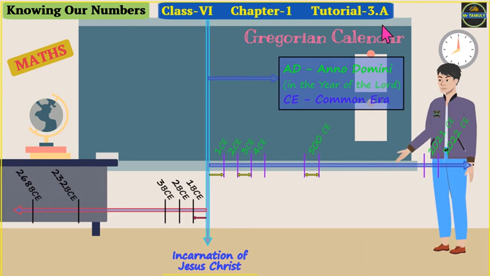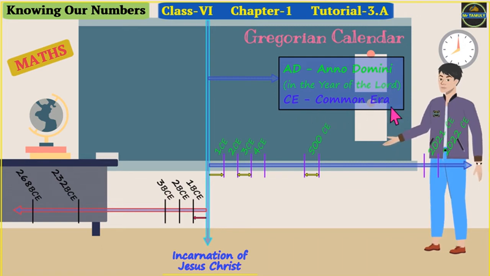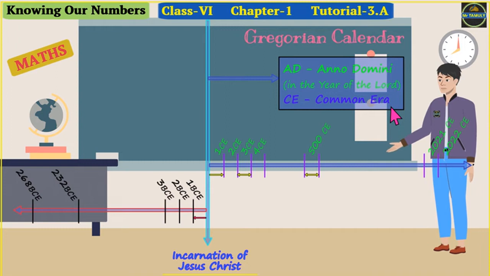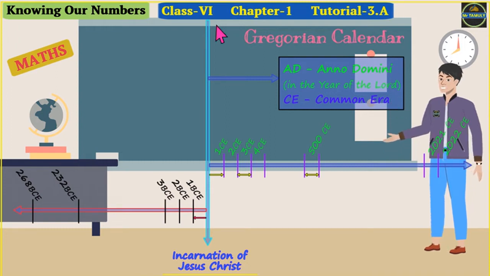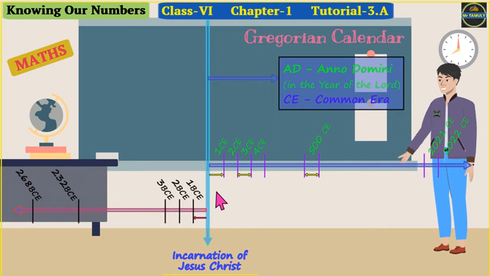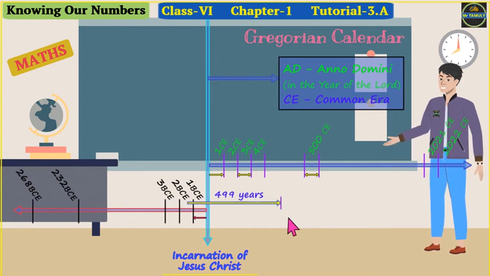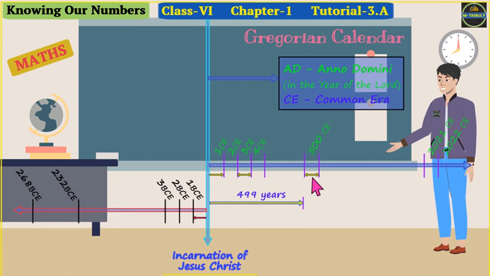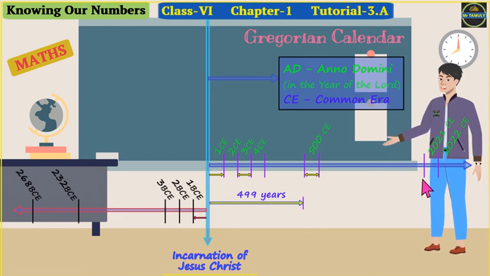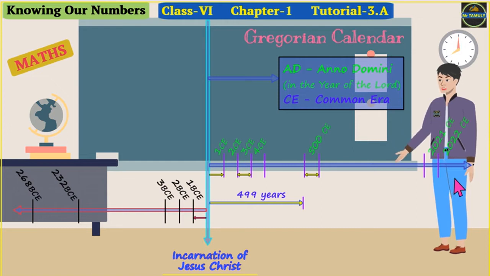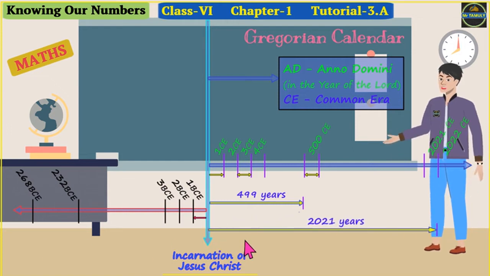Nowadays we use the term CE in place of AD. CE means common era. So, the year that succeeded right after the incarnation of Jesus is termed or written as 1 CE. Similarly, the 500th year after the incarnation of Jesus is written as 500 CE. Currently we are living in the common era year 2022. That means, a total of 2021 years have gone by since the birth of Jesus Christ.